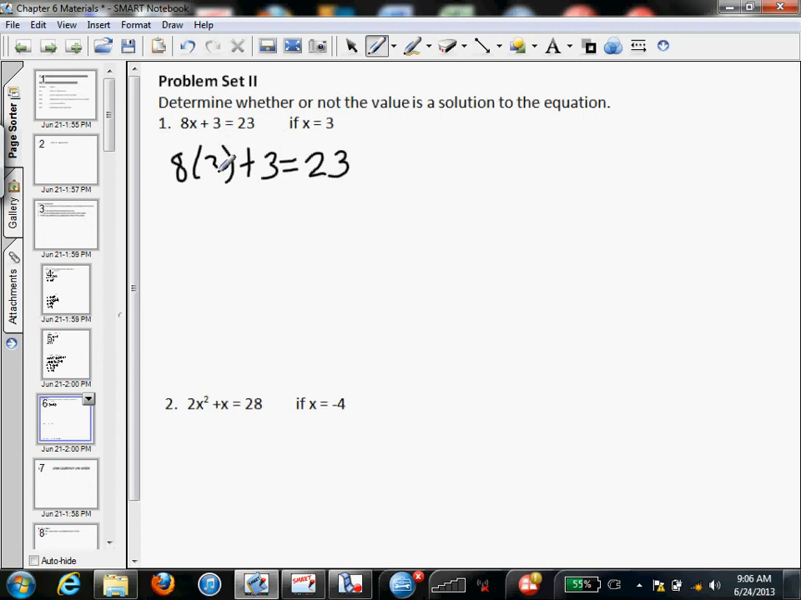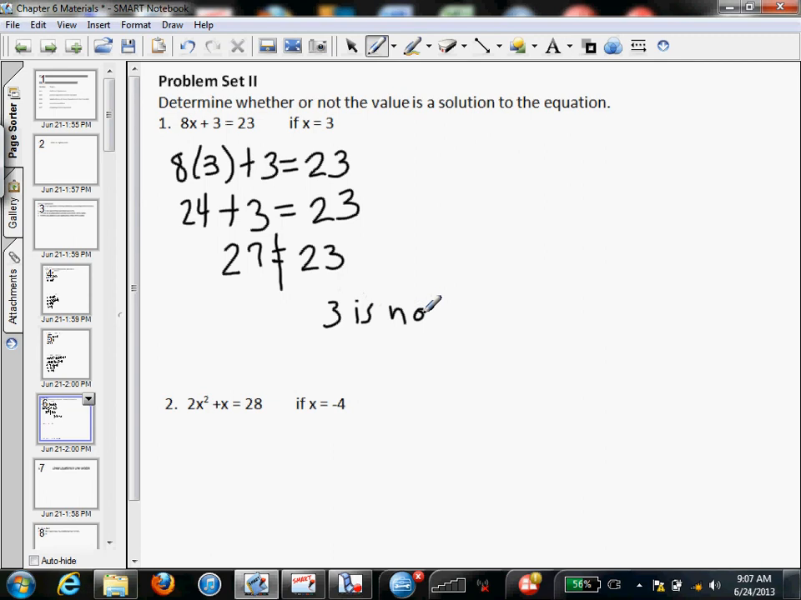Okay, and it says x is 3, so let's plug a 3 right there for this blank. Okay, and 8 times 3 is 24, plus 3 equals 23. Right, so 24 plus 3 is going to be 27. Equals 23. So if you see, 27 and 23 are not the same, so that is a false statement. So that means 3 is not a solution.